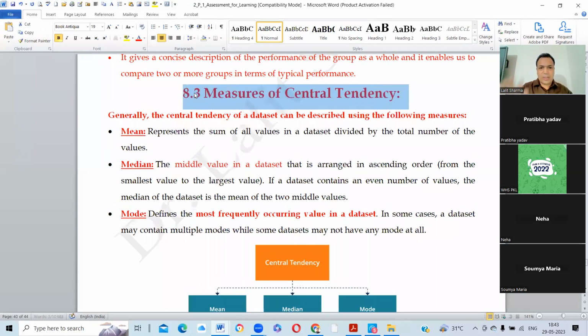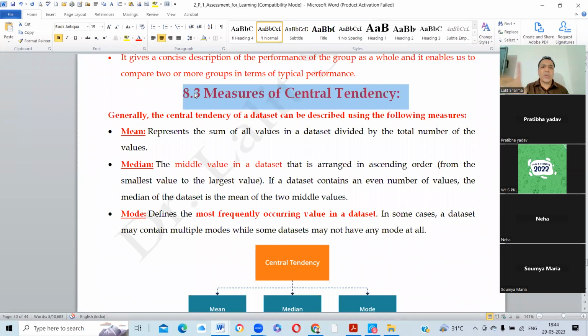I go directly to this point, measure of central tendency. So guys, अब measure आ गया word. What are the measures of central tendency? मतलब average को measure करने के लिए what are the tools we have under central tendency? So we have mean, median, and mode, right?